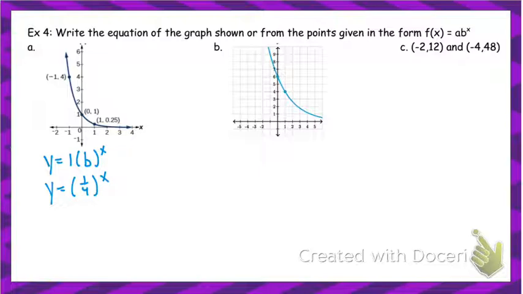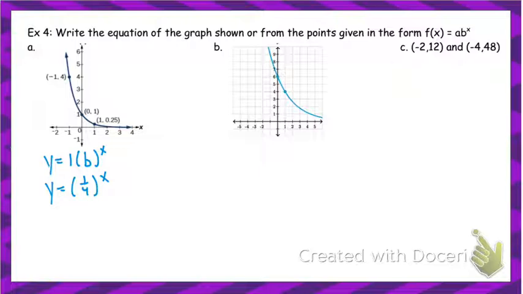All right, now looking at b, this one's a little bit trickier. And actually, let's go ahead and do c first, because the method we use for c, you can use for b if you want to. So what we're going to do for c, we don't know the a value, because we don't know the y-intercept. But what we have are 2 points.